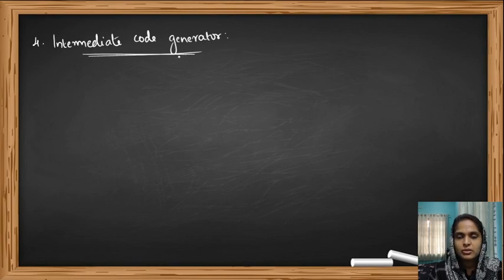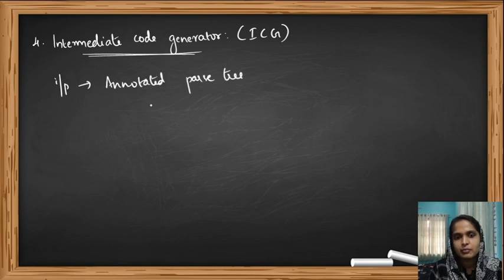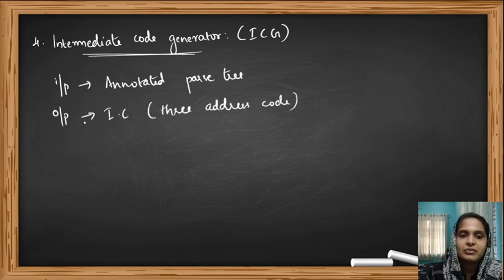So the fourth phase of compiler or the final phase of the analysis part of the compiler is the intermediate code generator. The input to the intermediate code generator will be the annotated parse tree, and the output will be the intermediate code, for example, 3-address code. Now, why are we converting this annotated parse tree to an intermediate code rather than converting it directly to the target code?